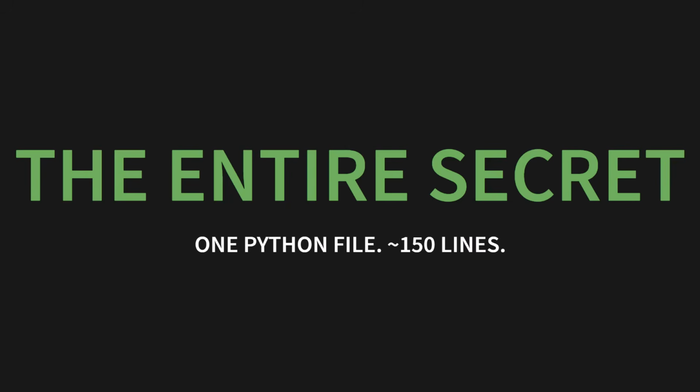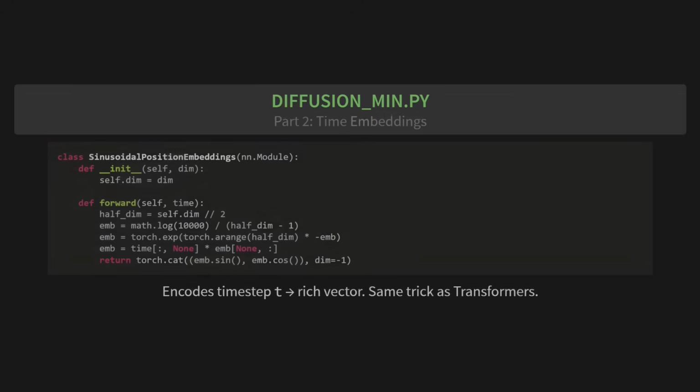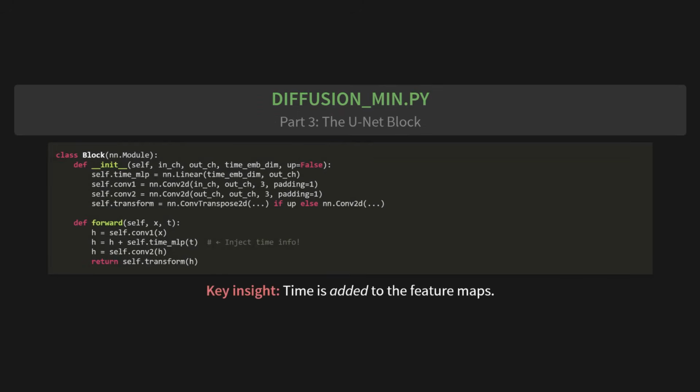Don't worry about understanding every single line. This is just a high-level flyover. Here it is, diffusionmin.py. Part 1, the configuration. Our blueprint, all the settings like image size, channels, and how many time steps. Part 2, time embeddings. This tells the network where it is in the noising process. Part 3, the UNet block, the basic building block that processes images while knowing what time it is.